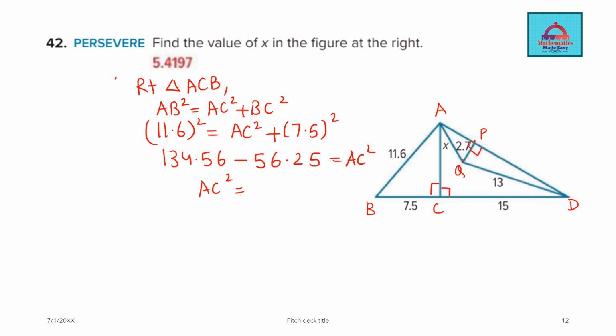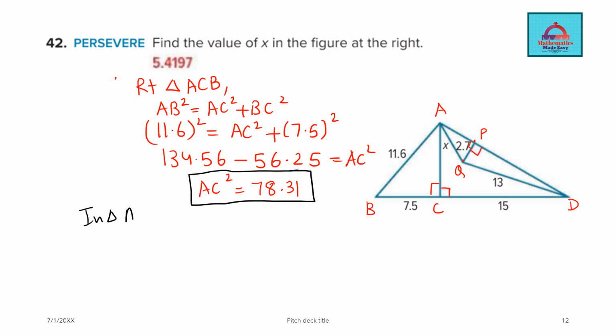134.56 minus 56.25. This gives me AC square as 78.31. Now I keep this here and I go to the next right triangle, the other right triangle. That means I'm going to now look at the triangle ACD.